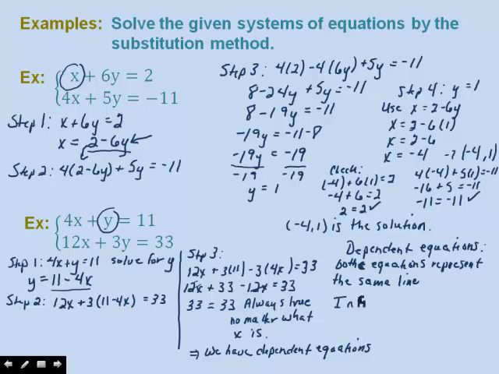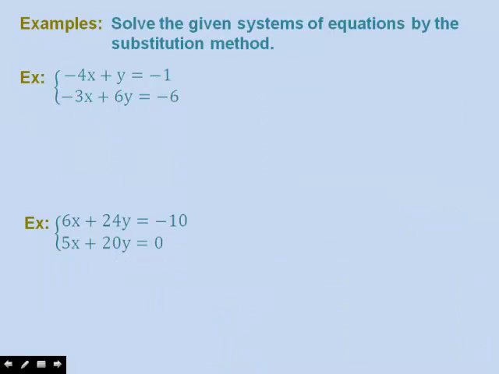And that means that there are an infinite number of solutions. So for this problem, our answer is not an ordered pair, but we would just say we have an infinite number of solutions. Anything that would solve either of these two equations would solve both of them. Here are some more examples.